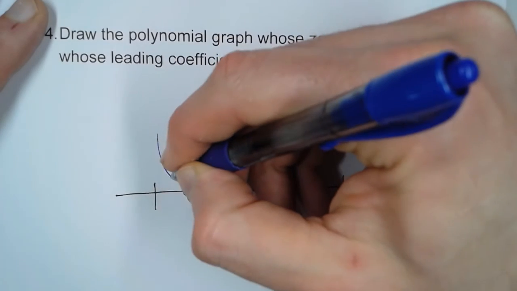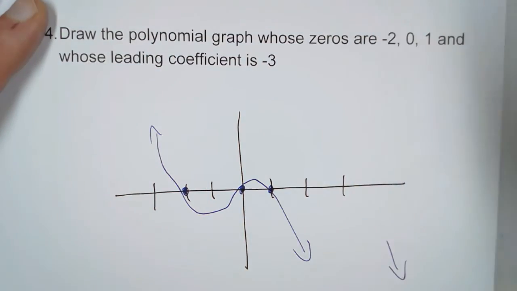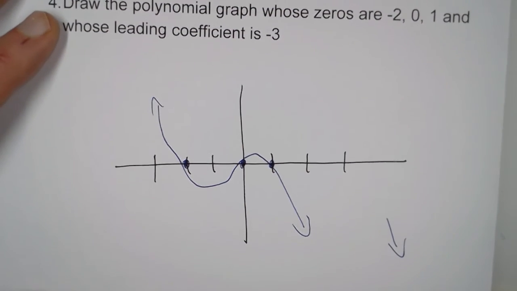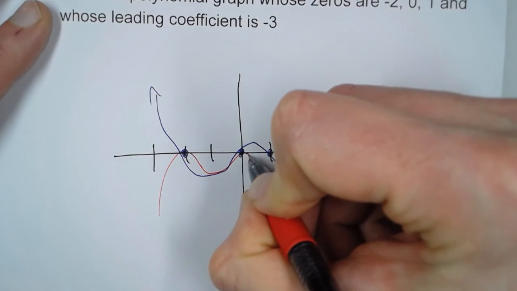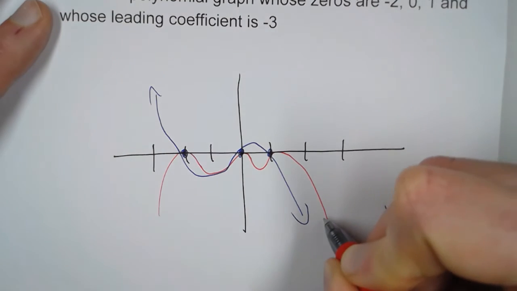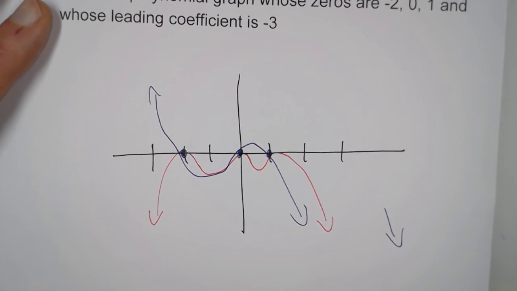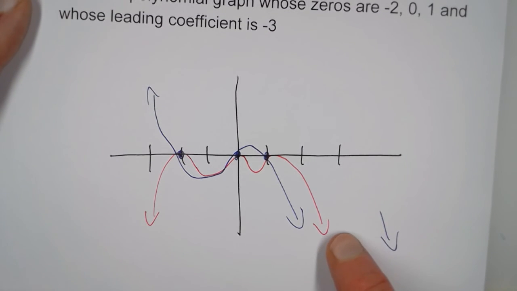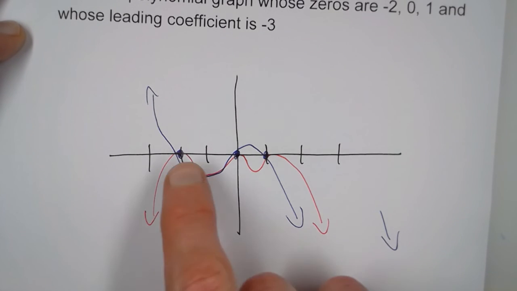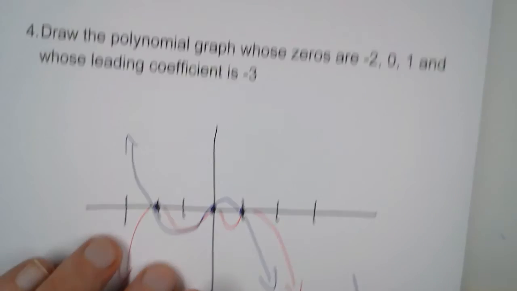So one way we could draw this graph is like this. It crosses, and it goes down like that. That's one possibility. Another possibility will be like this. It actually touches, but it doesn't cross. It stays beneath the x-axis the entire time. So in this graph, as long as the ends are pointed down, that gives us a polynomial with these zeros and a leading coefficient that's -3.